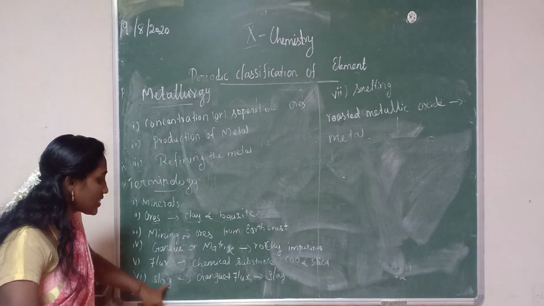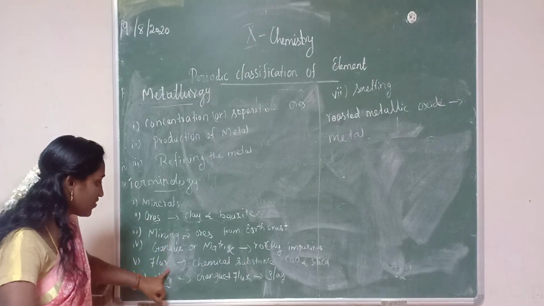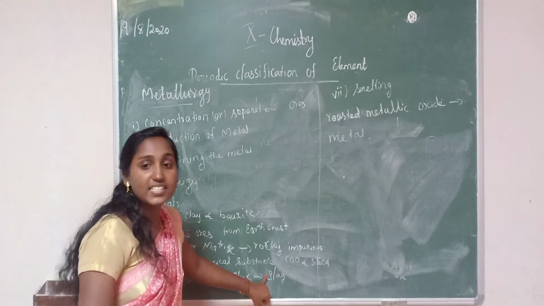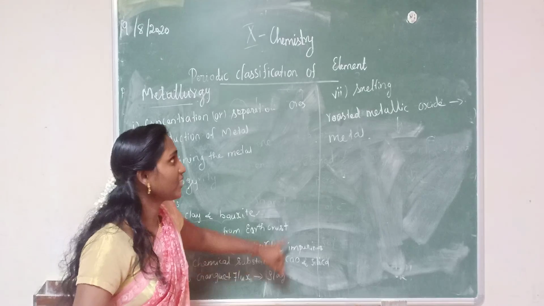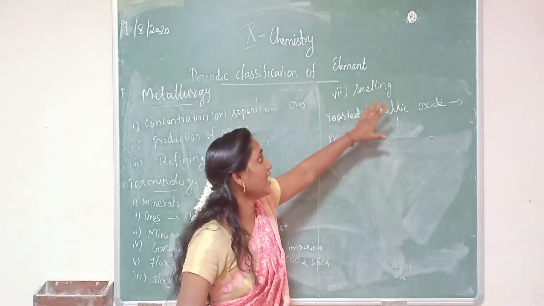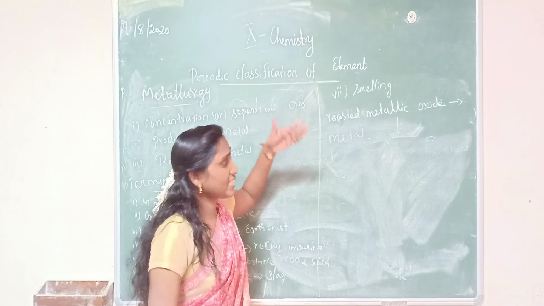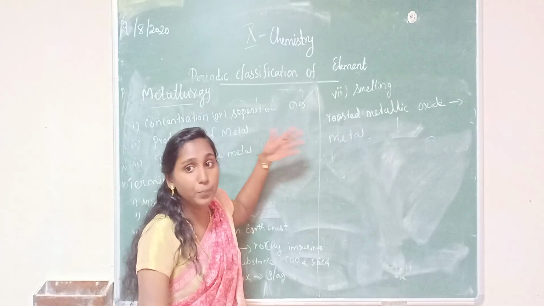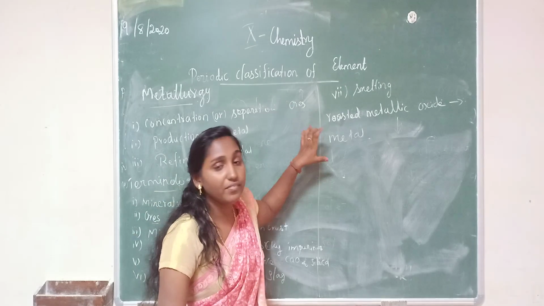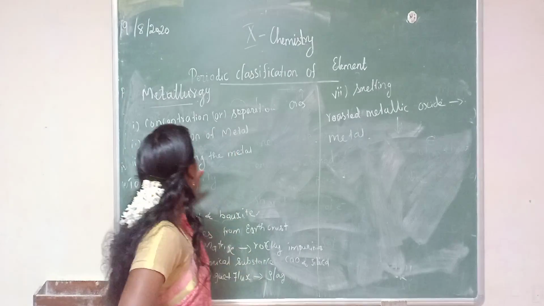Then slag means gangue. When gangue reacts with the flux, we get slag. Slag is a waste product. Then smelting is a process to reduce the roasted metallic oxide into metal. In this process, slag will be removed. It is an impurity, so it will be removed. When we add the flux, the slag will be removed. Have you understood? Can you study?